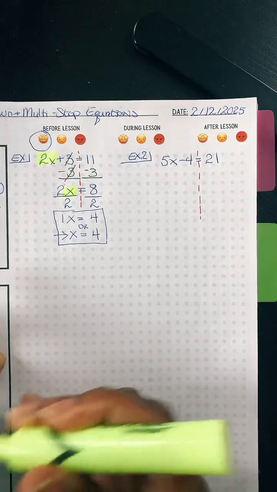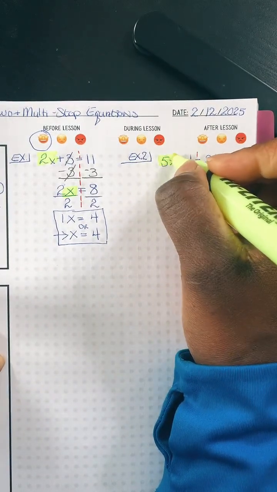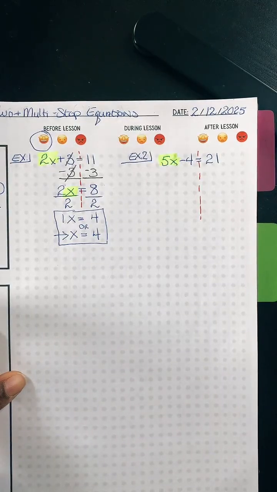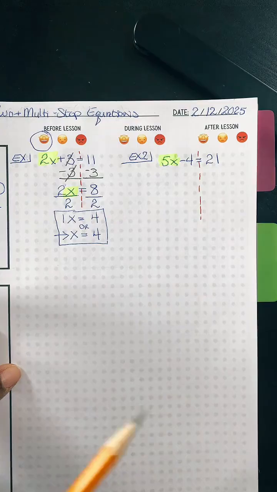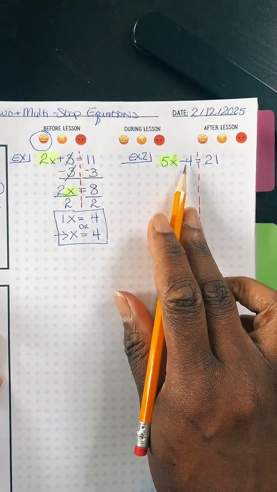So right now, this 5x, that's you and your boo. You want people to leave you alone. That is your relationship. So now we need to get rid of this minus 4. They're trying to bring their negativity in there. So what we got to do? We got to do the opposite. So the opposite of minus 4.